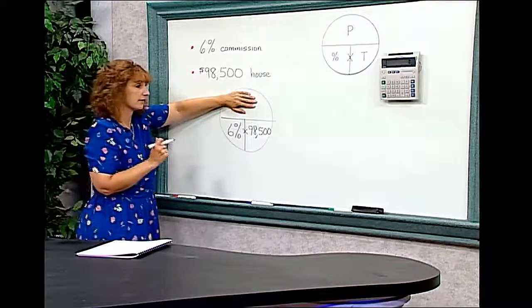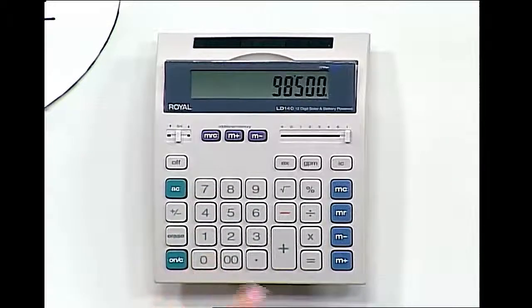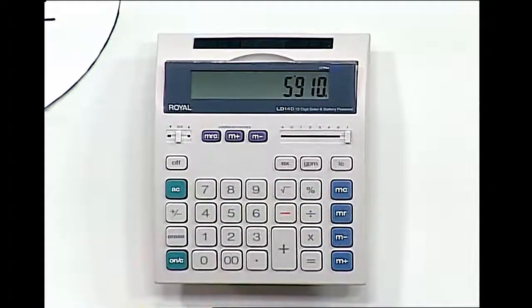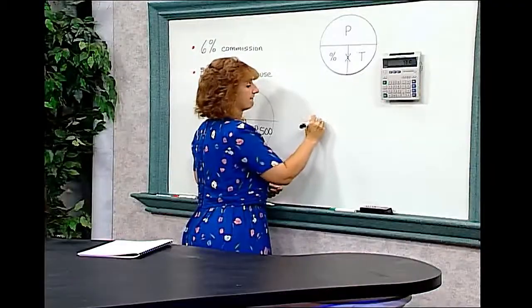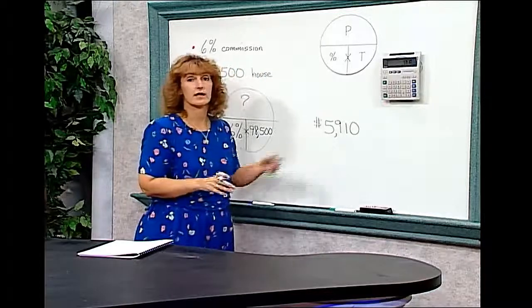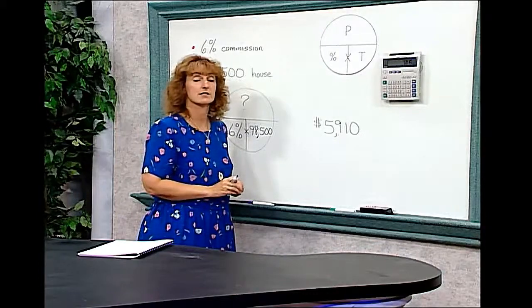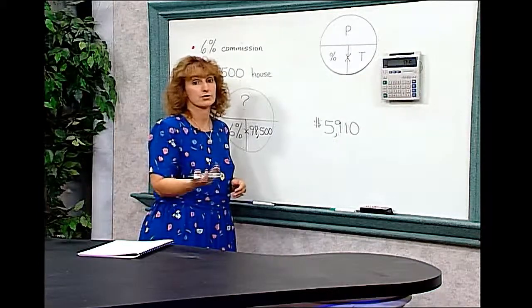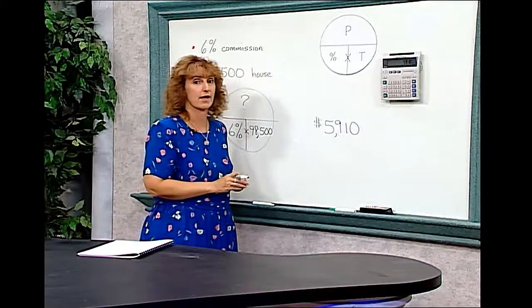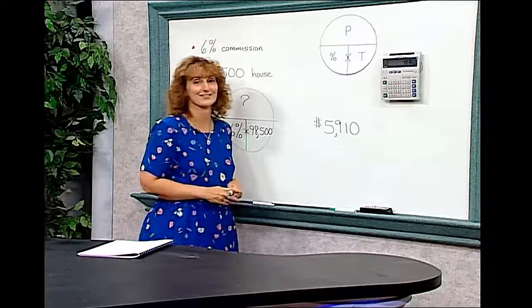I'm going to go to the calculator and do $98,500 times 6%, which gives us a commission of $5,910. You have to realize that sometimes not all commissions are given to one real estate agent. Sometimes they have to split it with the person who listed the house and the person who sold the house. But in this case, our real estate agent gets it all, $5,910.